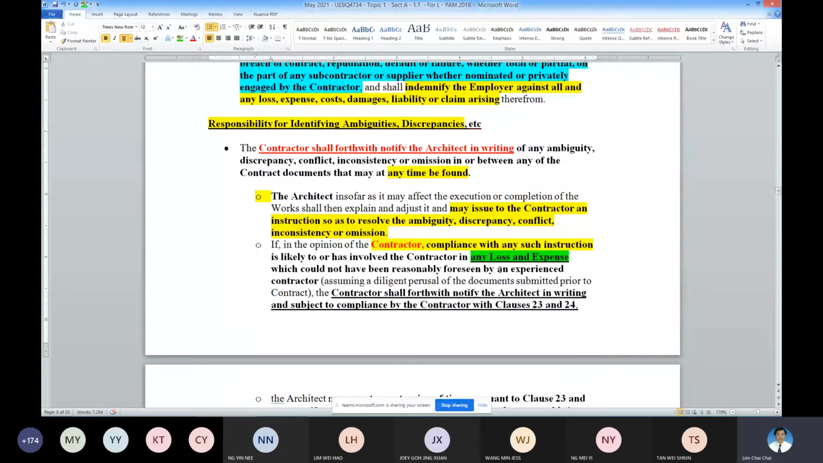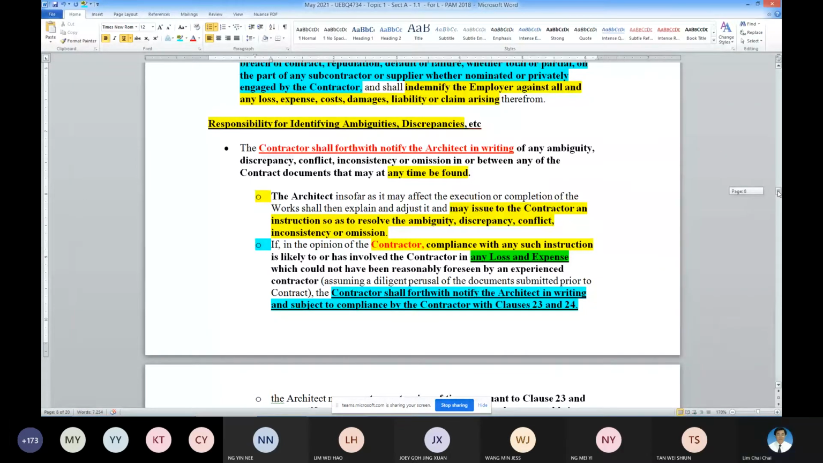If there are any discrepancies, the architect will issue instruction to you, and then the contractor needs to comply with the instruction. If the instruction to comply incurs additional loss and expense, then the contractor has to notify the architect in writing for additional money and time. Clear? So these are the steps involved. We will go into detail later. These are part and parcel of the understanding of the administration of the contract.